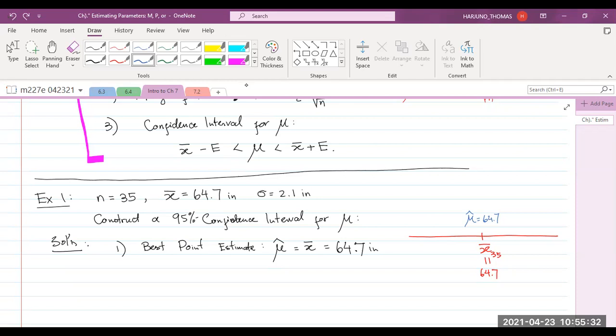Going back here, even though we know the best point estimate 64.7 very likely is wrong, other choices are worse. That's why we call it the best point estimate. Think of that like choosing your spouse. Who should you date and marry? Trust me, the person you date and marry will not be the perfect person.